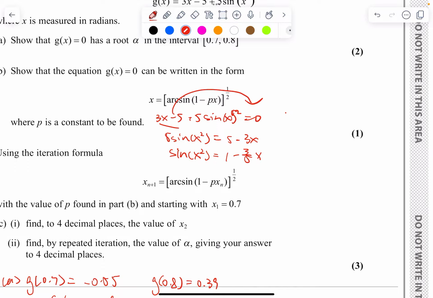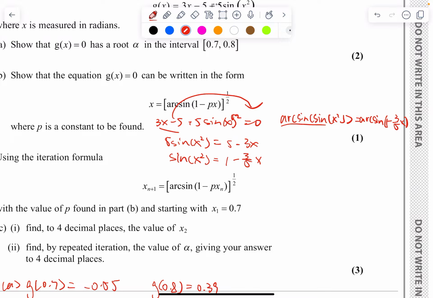Then, remember, we can take the arcsine of both sides. Then we will have arcsine of sin(x squared) equals arcsine of 1 minus 3/5 x. If you don't know what arcsine is, it's the inverse function of sine. And then since arcsine sine means nothing, it just cancels out, and we will have this result. Then this square basically means square root, or in the question's words, 1/2 power.